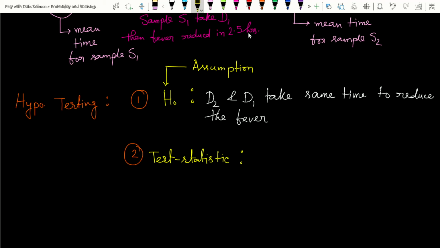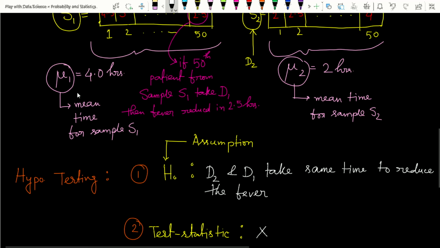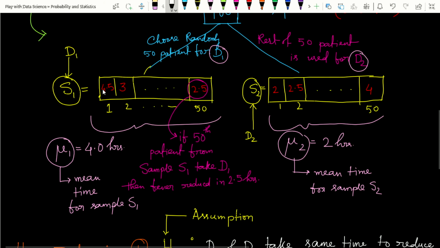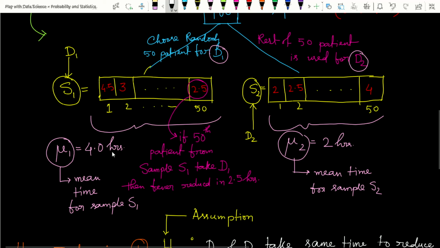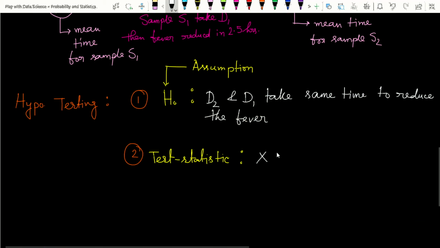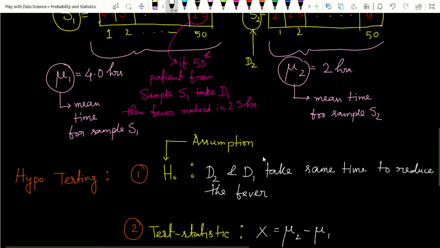So what will be the test statistic here? We have to make the test statistic the difference of the means of the observed values. So what is the mean? Mu1 and mu2. We have to take the difference, and what does this mean? This is the observed mean: we apply drug 1 to the randomly selected 50 people and we find this observed mean. This is the observed mean that we got. So we will calculate mu2 minus mu1, the difference of the observed means.